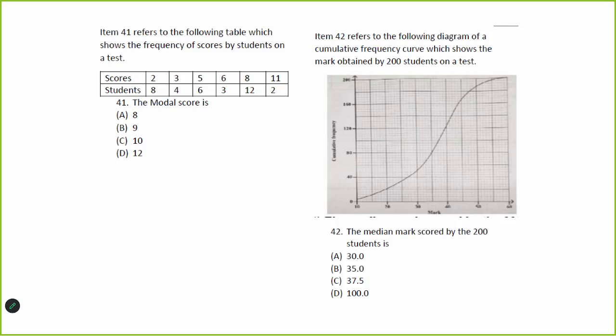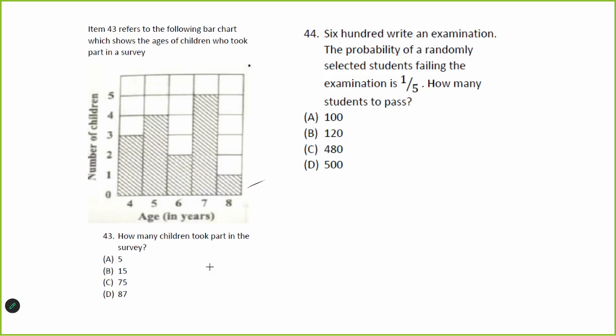Right? The modal class here would be 8, because 12 students chose 8. The median of 200 is here. You go down, I think it's 37.5. Yeah. This one, how many children took part in the survey? This is 3, this is 4, this is 2, this is 5, and this is 1. 6 and 2 is 8. 8 and 4 is 12. 12 and 3 is 15. So the answer is B.